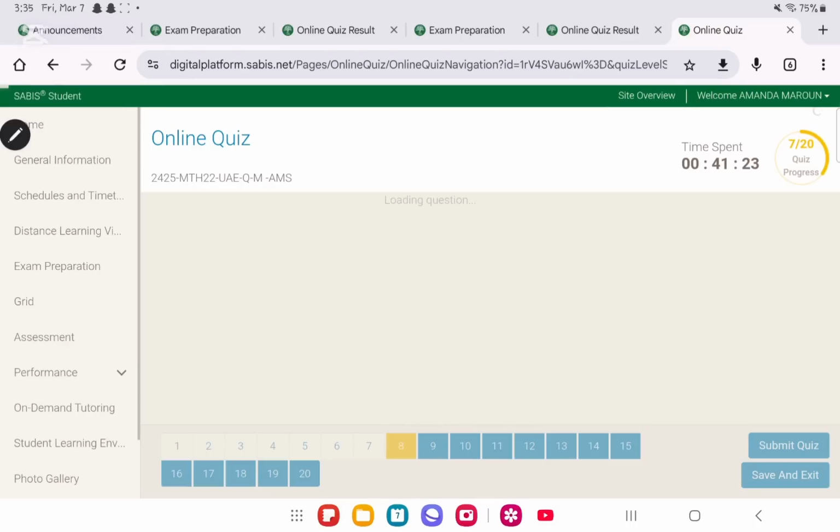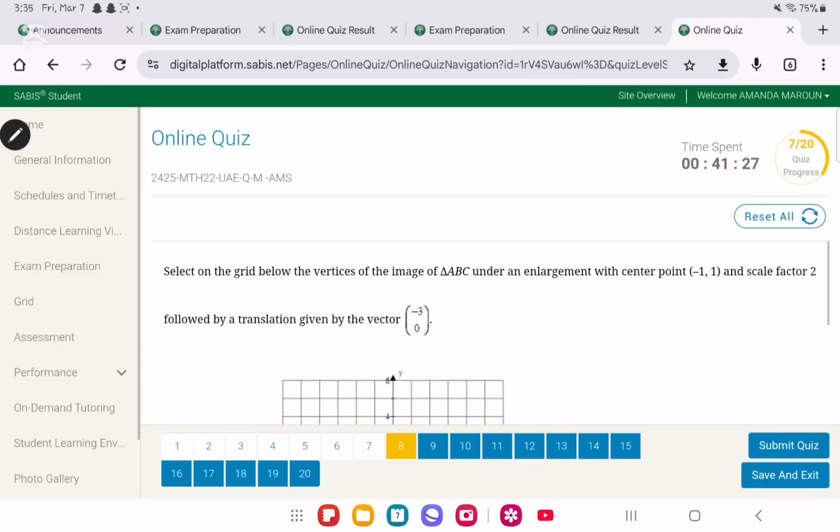Now, question number 8 is, in my opinion, a very, very long question. It's not hard, it's very easy, but it's a really, really very long question. Okay, so select on the grid below the vertices of image ABC, meaning you have to go point A, point B, and point C under an enlargement. This is an enlargement, but with origin or no? They said not with origin, it is instead with the center point minus 1, 1.